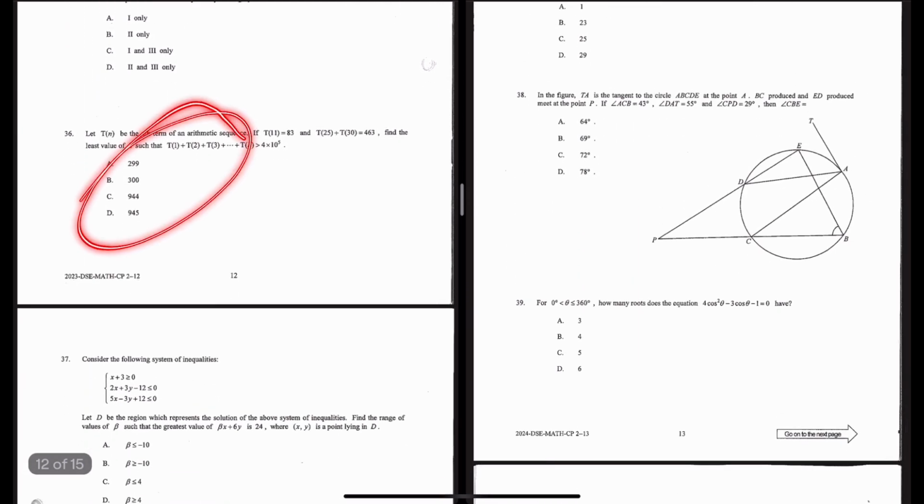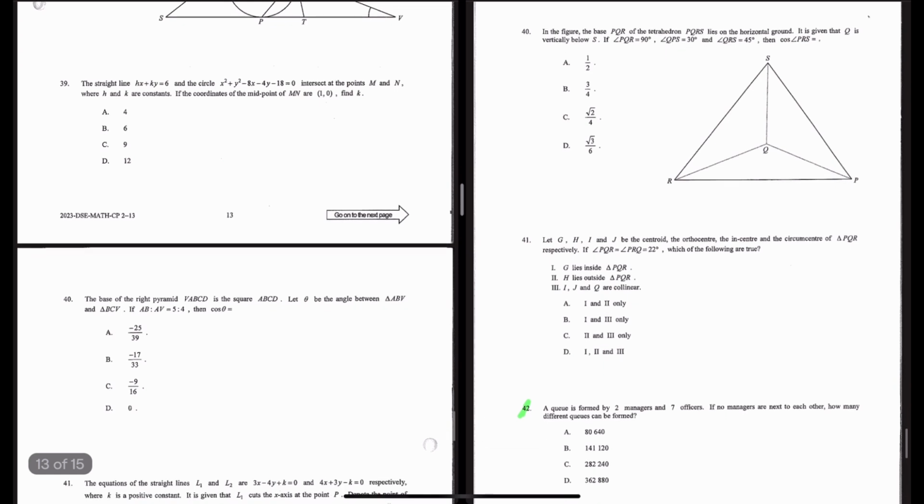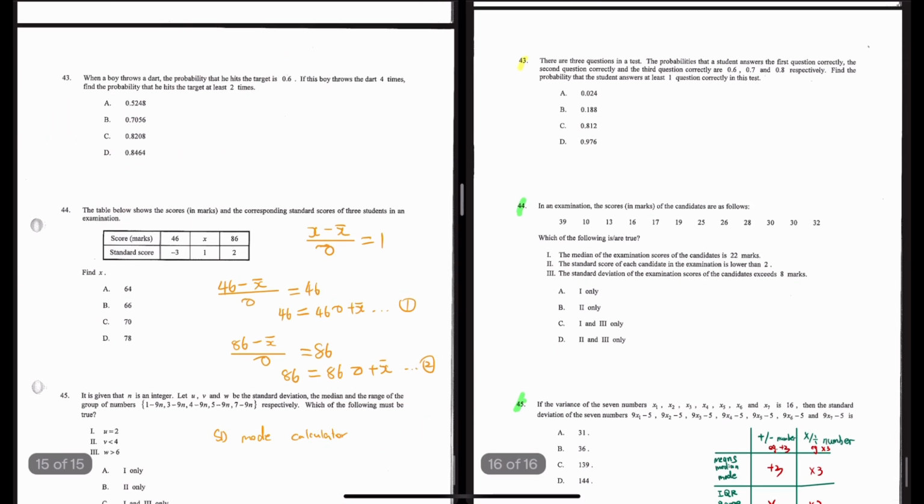This one, AP and GP, I hope you still remember. This one you can join, but it looks very complicated. What we can try is go to 42. You can try this one. It is the probability type of question. Okay, probability and the standard score. Please look at this one.